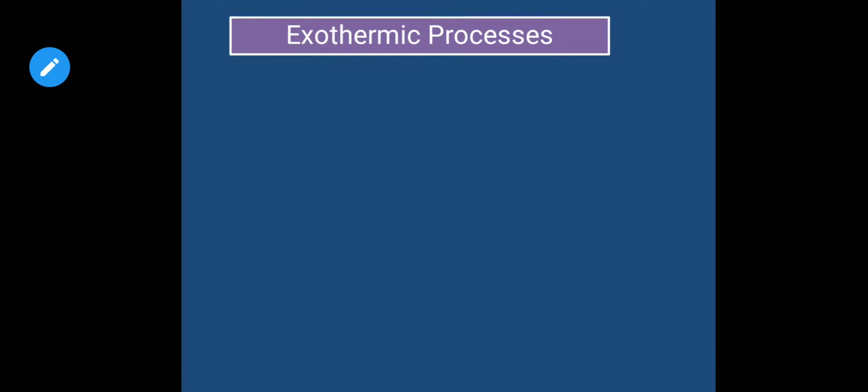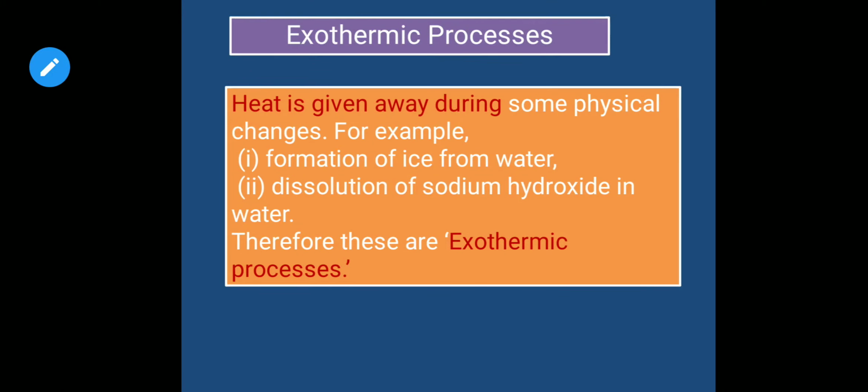Now the exothermic process, which is exactly opposite to the endothermic process. In this process, heat is given away during some physical changes. For example, formation of ice from water, dissolution of sodium hydroxide in water. Therefore, these are exothermic processes, meaning in an exothermic process, heat is given out. Heat is released into the surroundings. So, this is very important. Heat is given out in the exothermic process.